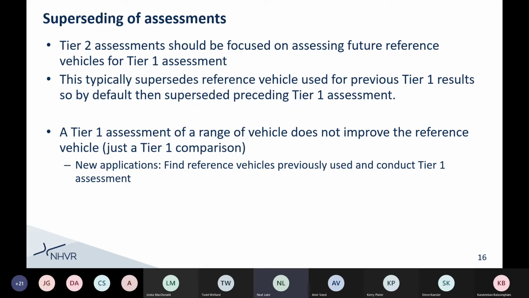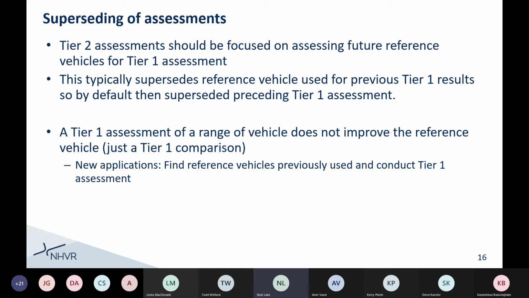Now, whenever you get new applications, I would strongly encourage you to start looking to find reference vehicles that are suitable and conduct individual Tier 1 assessments on each of those. I would suggest it's not the best idea to go and look at previous Tier 1s and say, oh, this vehicle looks close enough. It is a different matter when it is actually very similar and there are only very, very minor differences, and perhaps the assessment ratios are definitely okay. In those situations, it makes sense not to waste the time and resources.